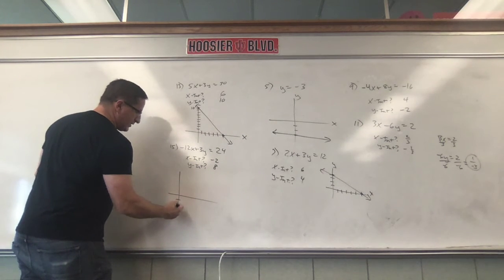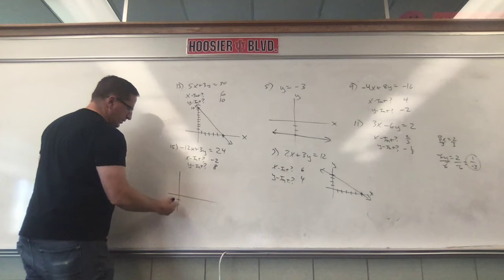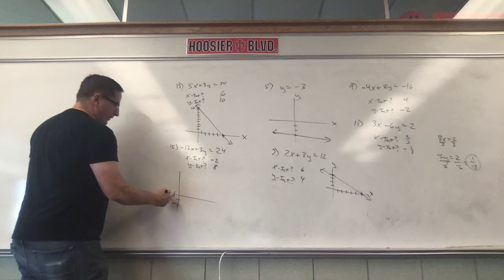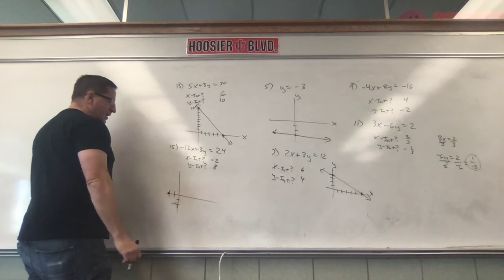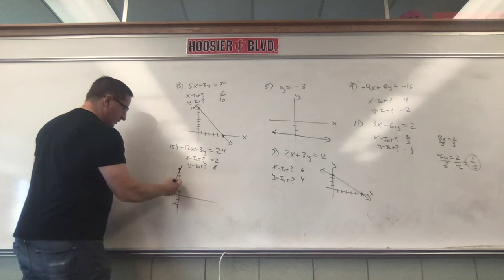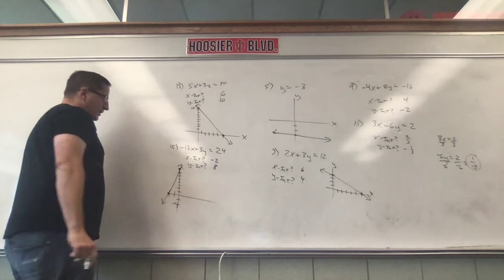That's down 2 spots. Whoa, don't do that. That'd be our y-intercept. Our x-intercept is negative 2. That's 2 to the left. Made a mistake there. Sorry, guys. Our y-intercept is positive 8. That's up 8. And there's our line. Okay.